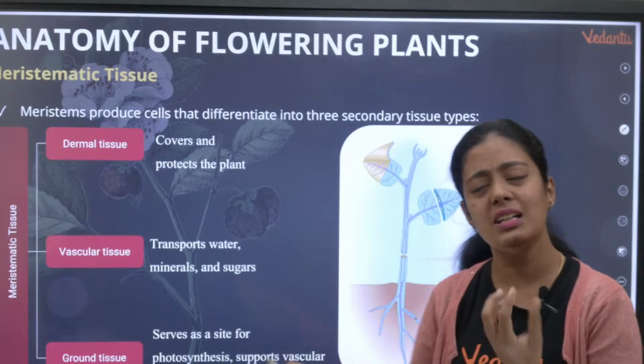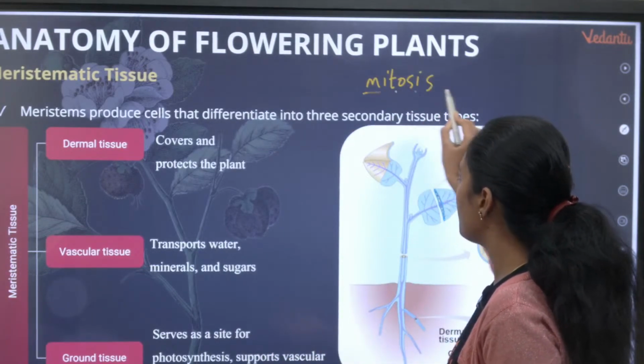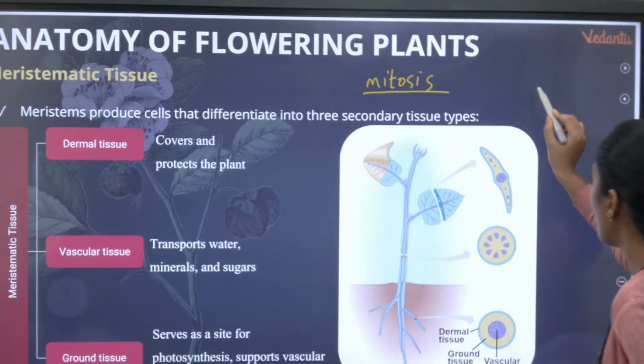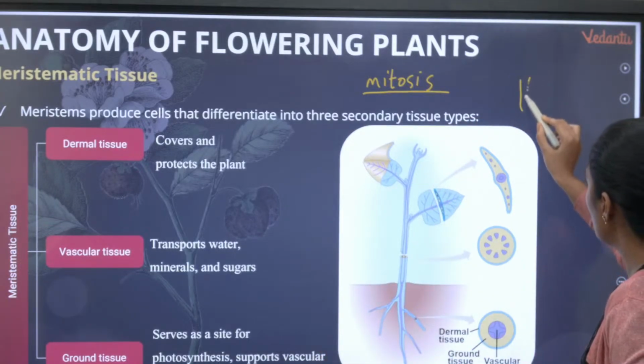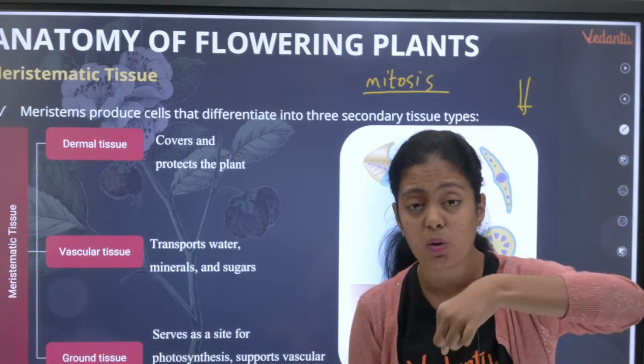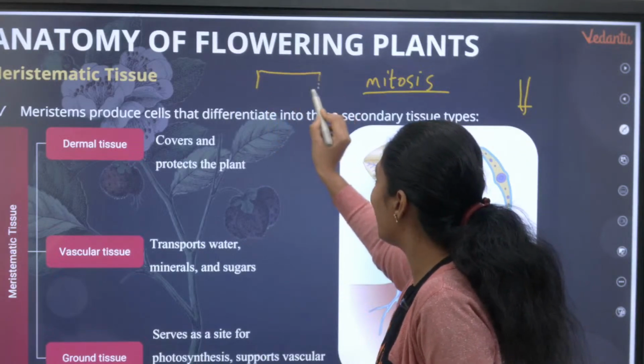Okay, have you guys done the mitosis experiment? 12th la mitosis experiment பண்ணிருக்கீங்களா? Did you guys see the cell division? We'll take onion root, correct? And onion root la we will take the tip of the onion root. We will not take that entire root. We'll take the tip of that onion root. Okay, we will place it on a glass slide.